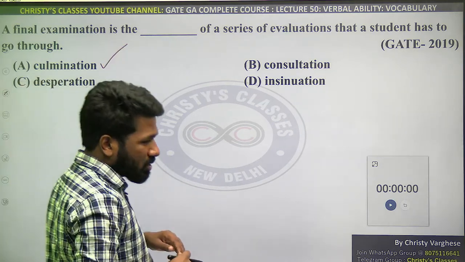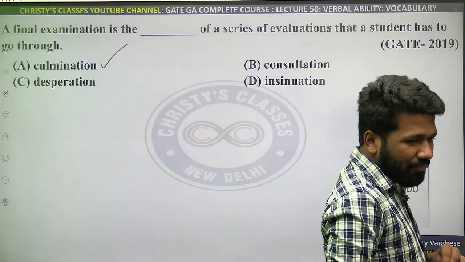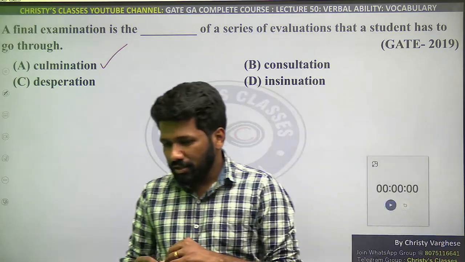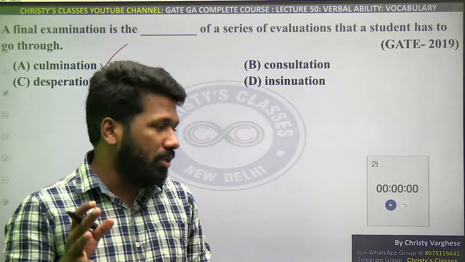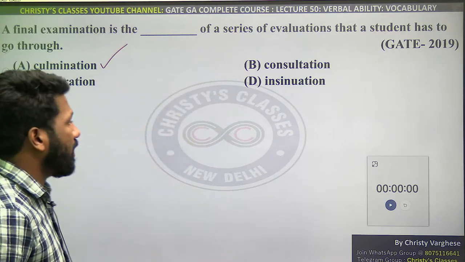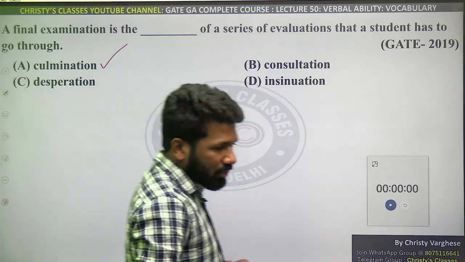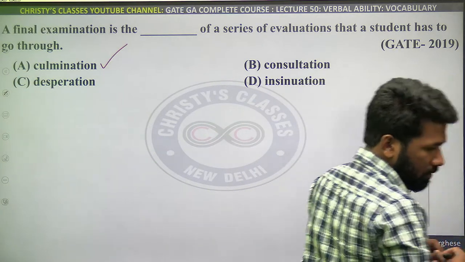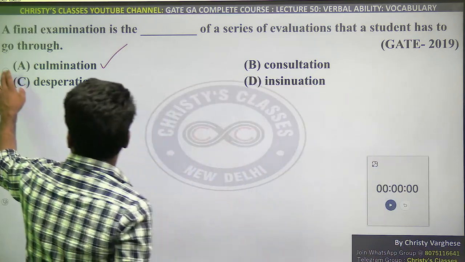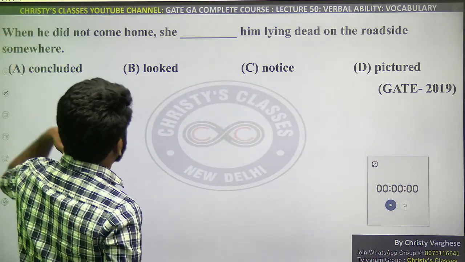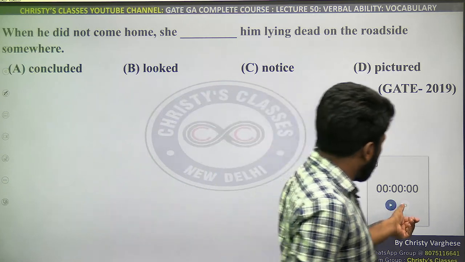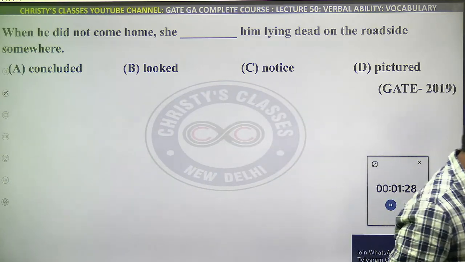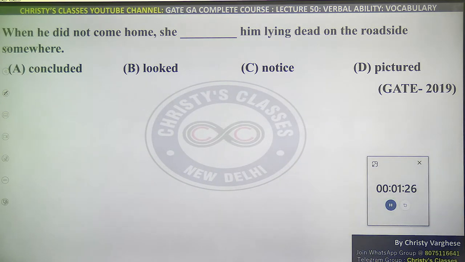Culmination of the virus spread. When this pandemic was spreading, also, the word culmination we have seen many times. Are you all understanding this? Please respond. If so, let's go to the next question. Try this. Again, here also you have to look at the context rather than the meaning. That is why the answer can be found from the context.